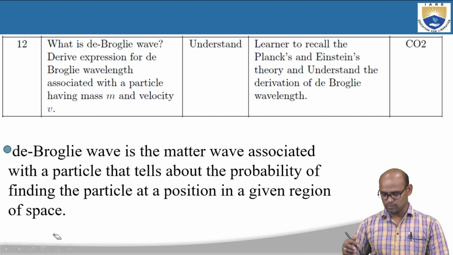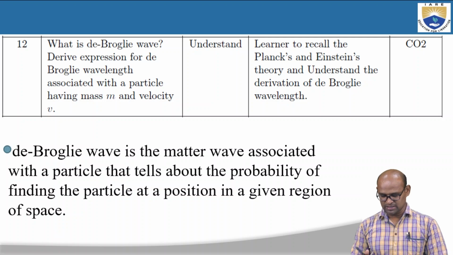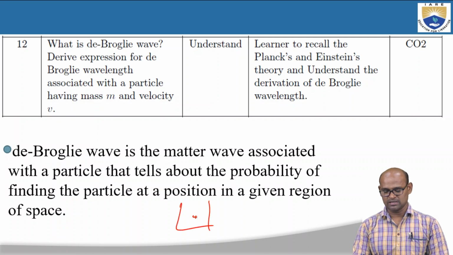It is going to tell us the probability of finding the particle at a certain location in a box. So this is the particle trapped in this box between x equal to 0 and x equal to a. This de Broglie wave or matter wave will tell us, at this location, what is the probability of finding the particle.